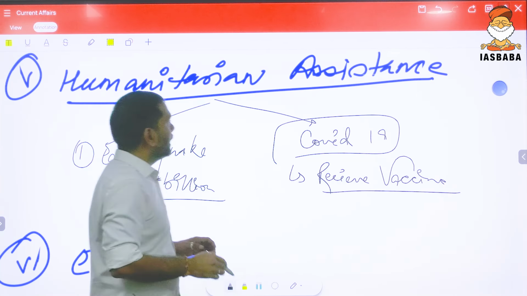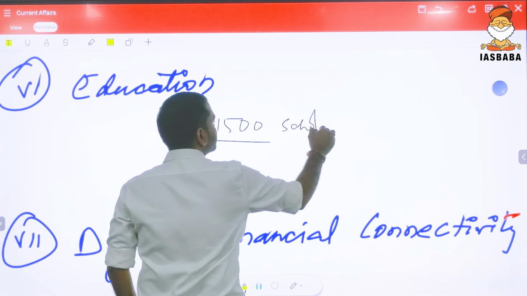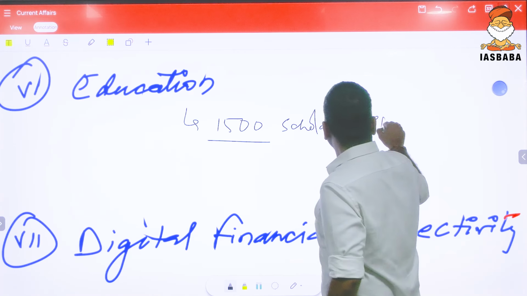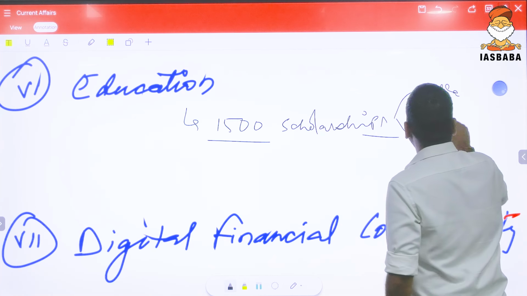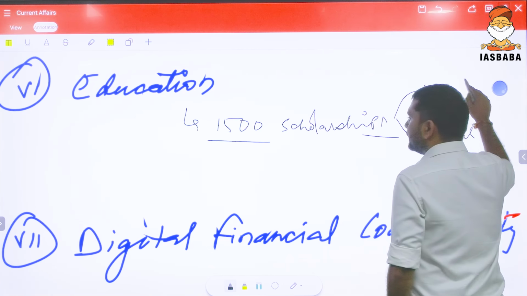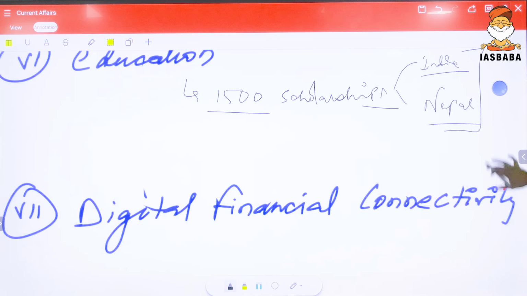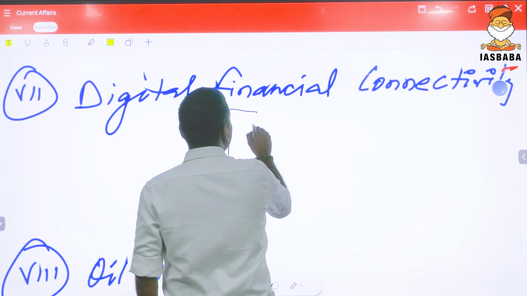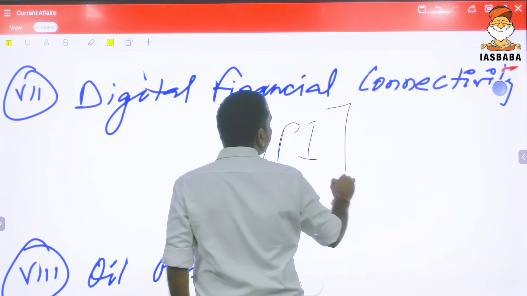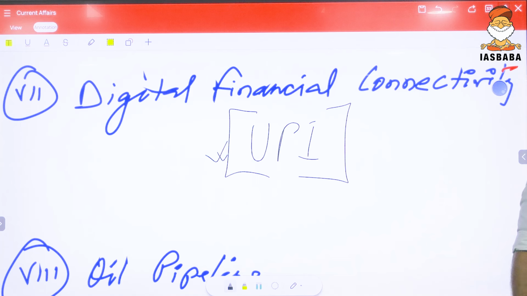Now, education. Approximately 1500 scholarships are extended every year for Nepali citizens to study either in India or in Nepal. Wherever the student wants to study, this scholarship will be given to the 1500 students, right? And thereafter, we see digital financial connectivity. For example, UPI. We all know Nepal has adopted UPI, and Indians traveling to Nepal can easily make payments through UPI.